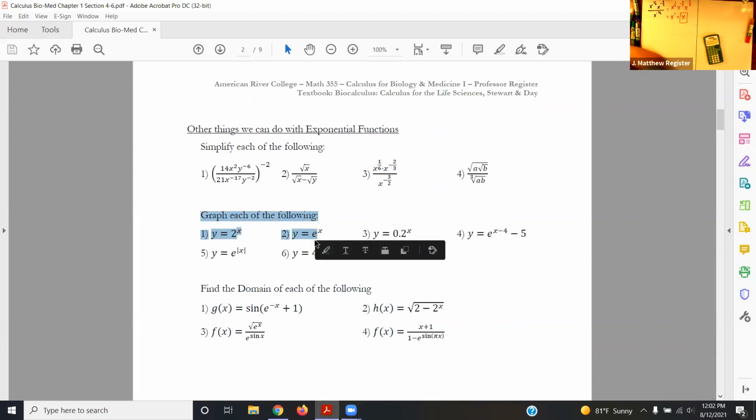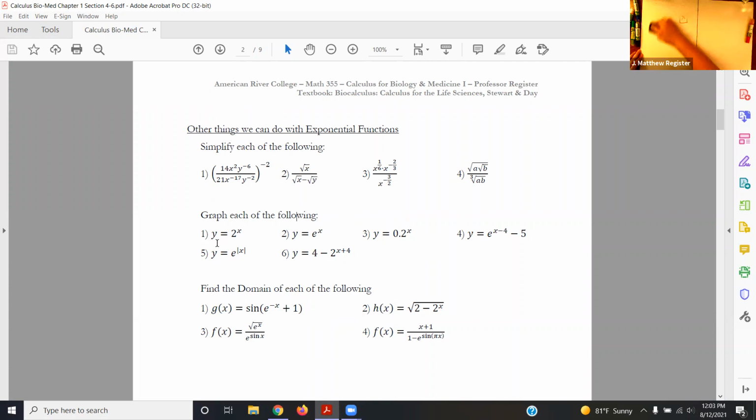The next thing is to graph. And so graph each of the following. Let's do this first one by hand, because it's good to get practice graphing things by hand. And so if you don't have paper out yet, what are you doing? But see if you can actually graph 2 to the x by hand. And if you want, you can actually create a simple little t-chart. I'll show you how to do that.